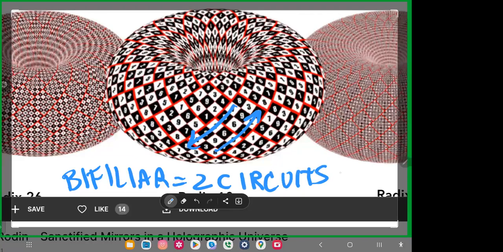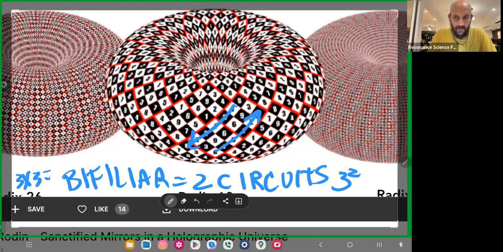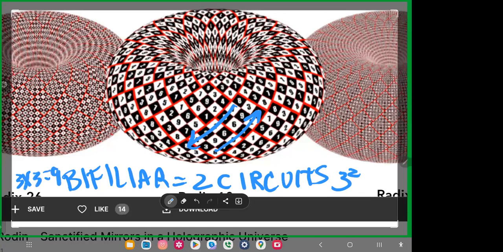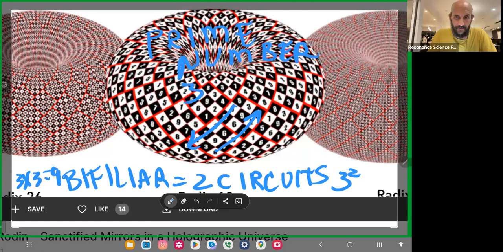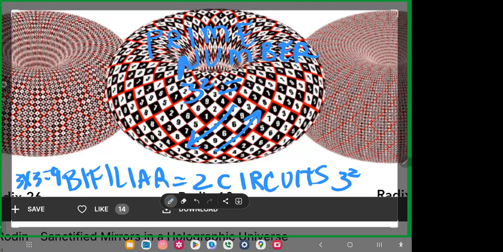And it comes from 3 squared, because 3 times 3 equals 9, which is the prime number 3. The prime number 3, when squared, equals a torus, a bifilar torus.